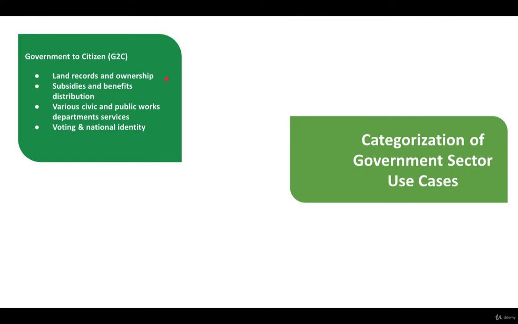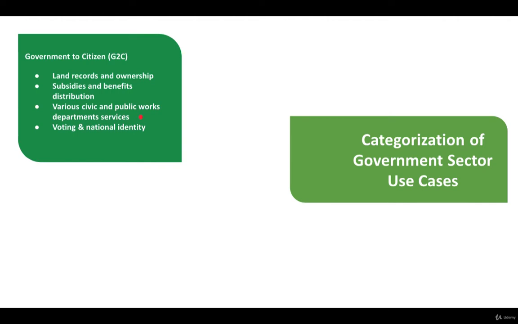Then there could be subsidies and benefits distribution, like India has got various schemes like the Prime Minister's scheme and the Disaster Relief Fund and the Prime Minister's Pension Fund and so on, and there are many schemes floated by the government in terms of subsidies and benefits to the citizens. So these all can be floated through the blockchain. Various civic and public works department services of the different parts of the government can make use of the blockchain to ensure that their information is on the blockchain and available to everybody and transparency is there.